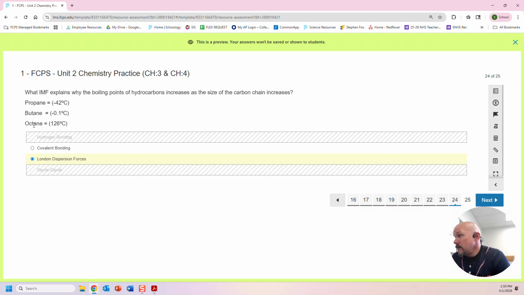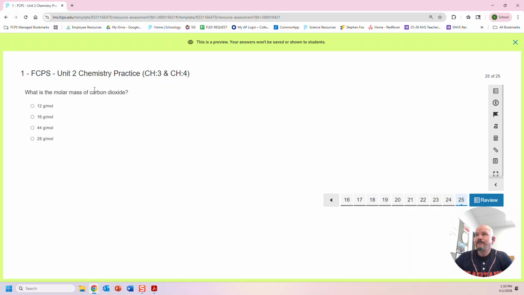And notice that octane has a higher boiling point than water. What does that mean? It means the London dispersion forces between octane molecules are stronger than the hydrogen bonding between water molecules, okay? And that's because octane is 8 carbons long, right? It's a big molecule. So London dispersion, as long as you get big enough with a lot of electrons, you can have stronger London dispersion than a dipole-dipole interaction or a hydrogen bond, okay? But here we're just comparing different London dispersion forces, okay?